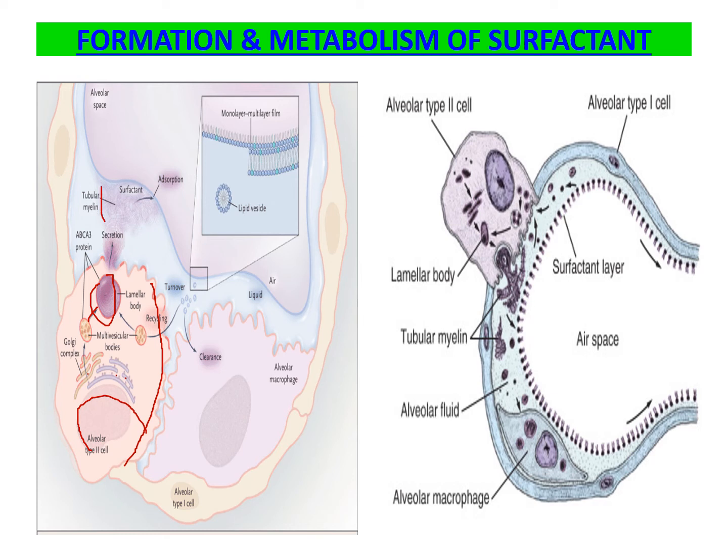as tubular myelin. Now this tubular myelin, with the help of the proteins, will be spread as a monomolecular film of phospholipids. This is the monomolecular film of phospholipids, which contains the hydrophobic and hydrophilic ends. The hydrophilic is the head and the hydrophobic is the tail portion, which helps to reduce the surface tension. This is the type 2 alveolar epithelial cell.